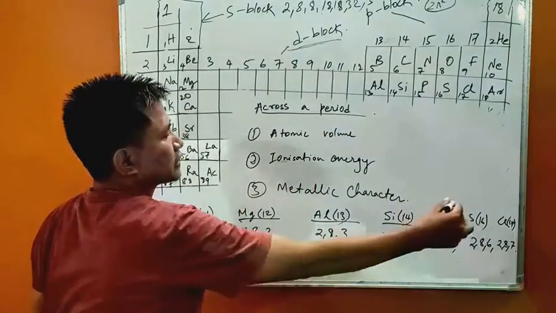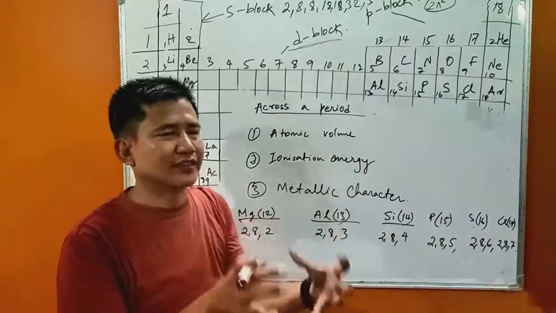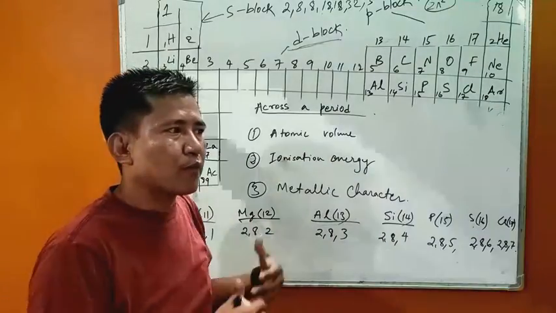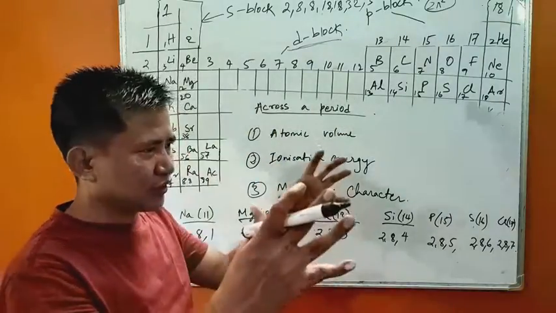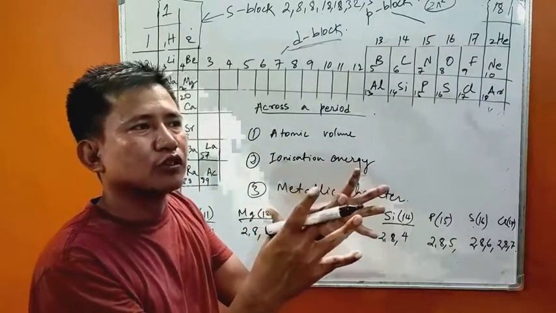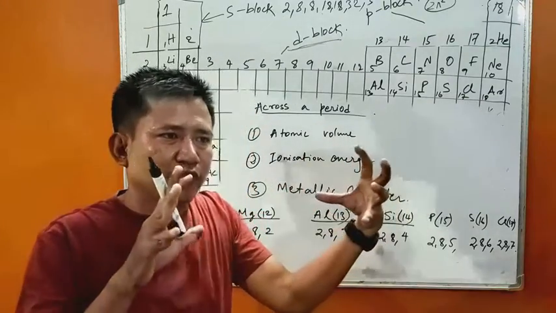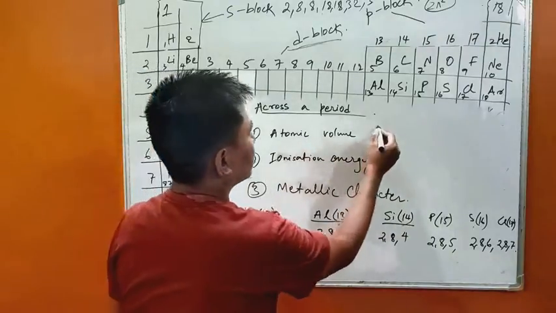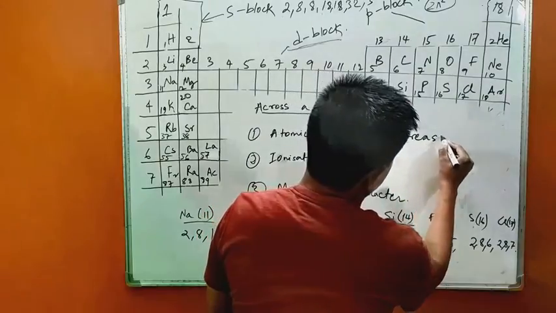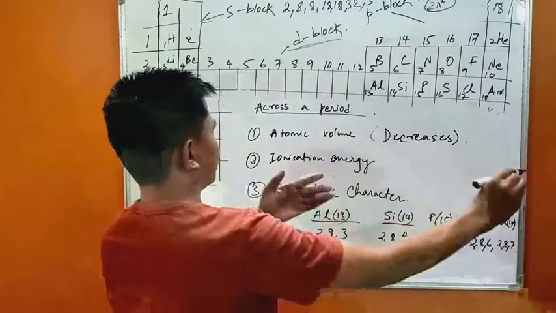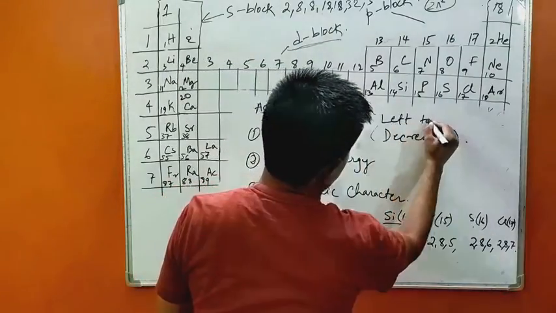As the number of protons increases, the force of attraction between protons and electrons increases. More protons apply more attractive force, isn't it? So as you move from left to right, there will be more force of attraction between protons and electrons. As a result, the atom will shrink in size. So atomic volume decreases as you move from left to right.